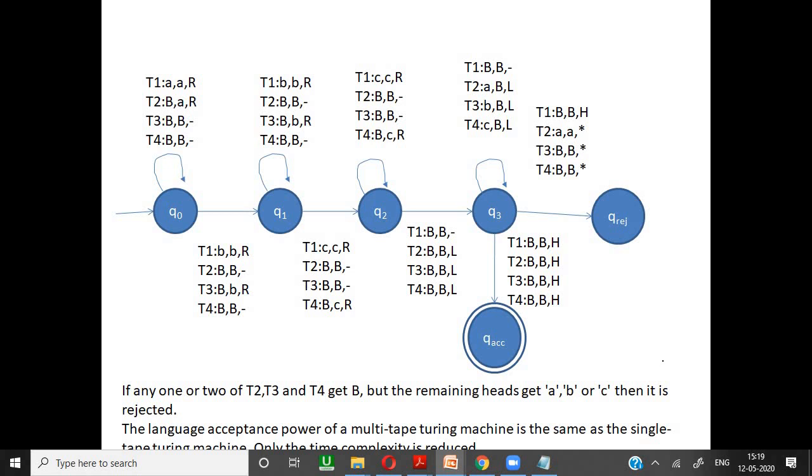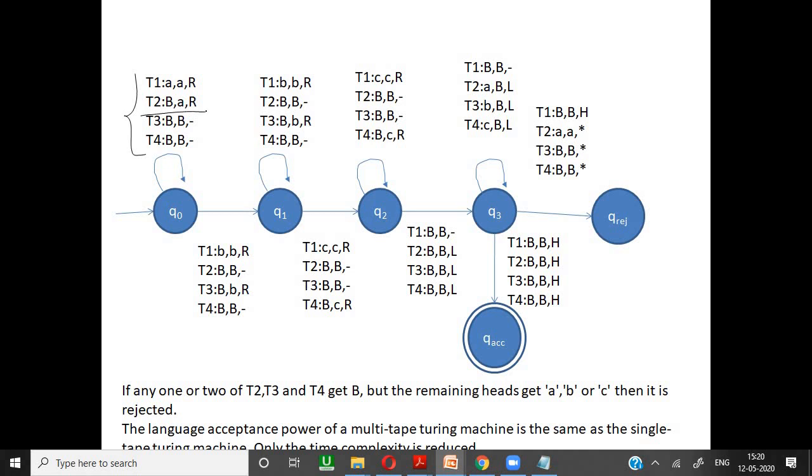Here we are designing a multi-tape Turing machine for the given language, A to the power of n, B to the power of n and C to the power of n. Just as we discussed earlier, we are doing the same. It may contain A's, B's and C's. Here I am having 4 tapes. The first tape is used to read the input, and the second one is for A, the third one for B and the fourth one for C.